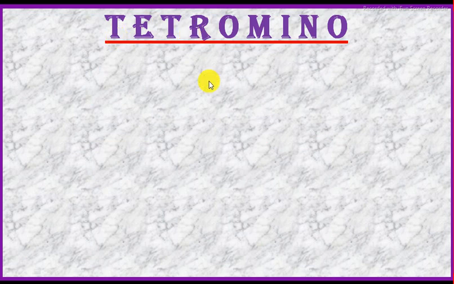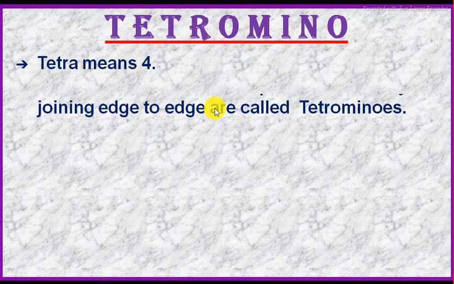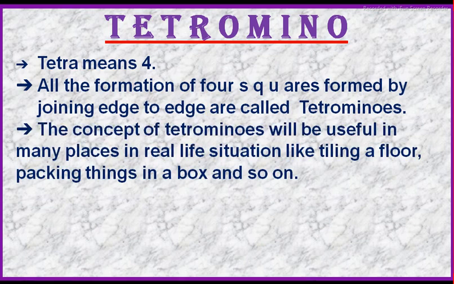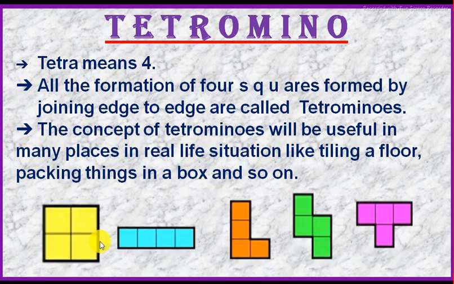Tetromino. The word tetra means four. All the formations of four squares joined edge to edge are called tetrominoes. The concept of tetrominoes will be useful in many real life situations like tiling a floor, packing things in a box, and so on. And these are the five different types of tetrominoes.